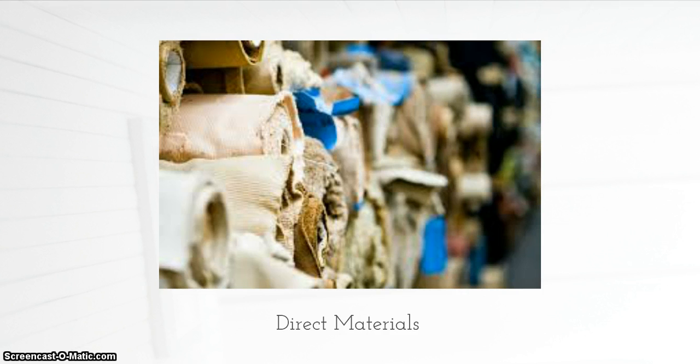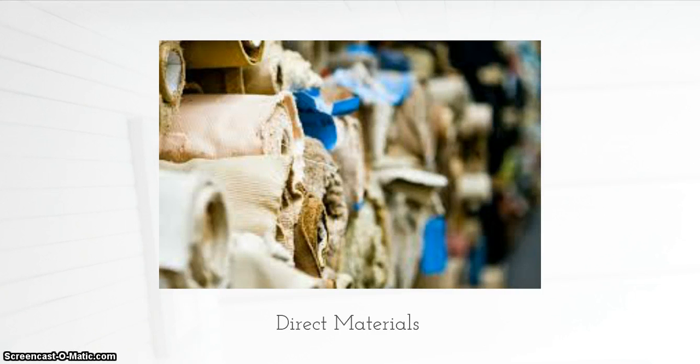The first one is direct materials. Direct materials are those things that you're going to actually put into making your product as far as the raw materials are concerned. Let's consider an example of making chairs. That's what our factory or our business is going to make. Well, all of the materials required to make those chairs are considered materials.